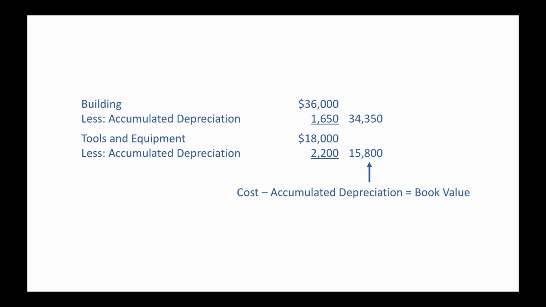This slide shows how Overnight shows its building and tools and equipment on the assets section of the balance sheet at December 31st, 2018. Notice that the contra accounts are subtracted from the related asset account. The cost of an asset less the accumulated depreciation is equal to book value of that asset. Book value is not intended to represent an asset's current market value. Total accumulated depreciation for 2018 is calculated by multiplying the monthly depreciation expense by 11 months.